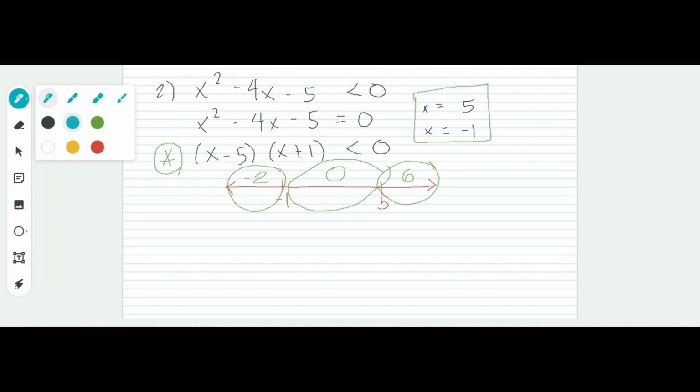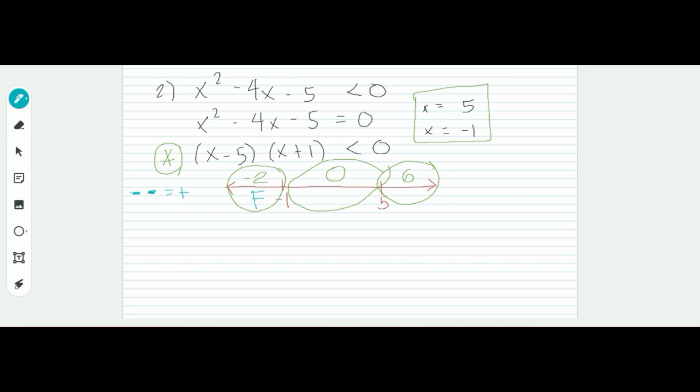So, negative 2 minus 5. That's negative, right? So, we can just write negative. We do not need the exact answer. Then, we have here negative 2 plus 1. So, it's also negative. So, negative times negative, the answer is positive, right? So, is a positive number less than 0? Of course, that's false. So, let's put false there.